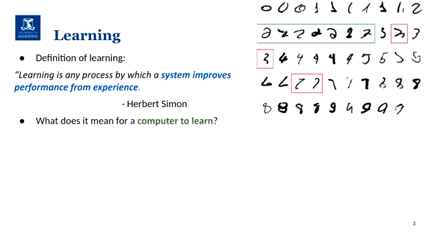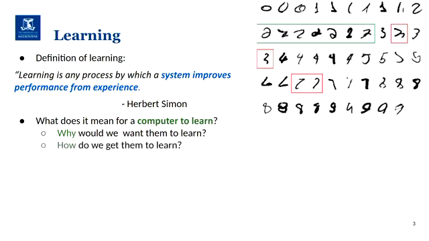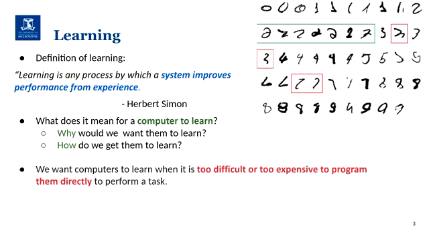And in terms of a computer, what does it mean for a computer to learn? We can ask a few other related questions. For instance, why would we want to teach a computer how to do things? And how do we get them to learn? The basic answer is we want computers to learn when it's too difficult or too expensive to program them directly to perform a task. I want them to understand how the task needs to be performed instead of directly inputting a sequence of commands that will render the output I want.